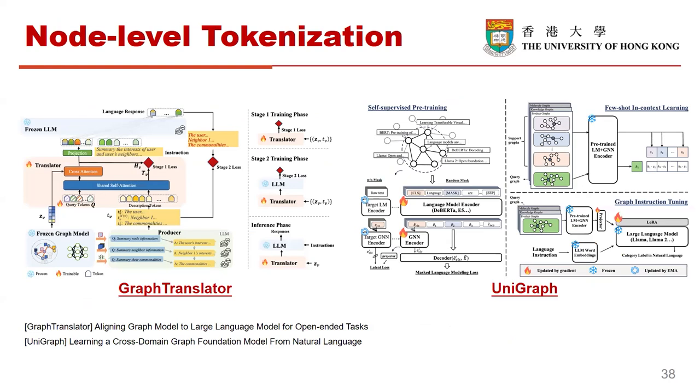And then a few words about node-level tokenization. One of the concurrent works is Graph Translator. Graph Translator proposed using a translator with a shared self-attention to align both the target nodes and the instructions, and implements cross attention, that is a Q-Former, to obtain the node-level representation or node-level tokens, and then inputs the node-level tokens into the LM with the natural language tokens, and conducts downstream tasks such as node classification.